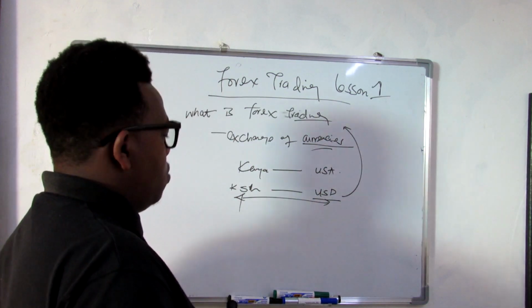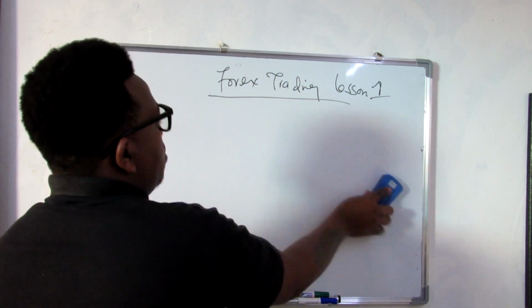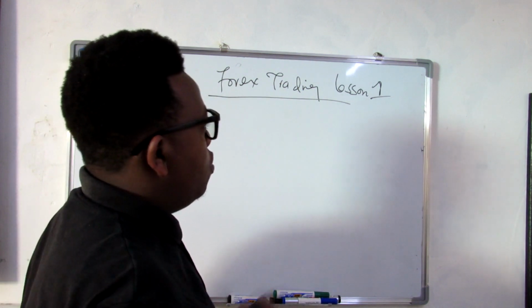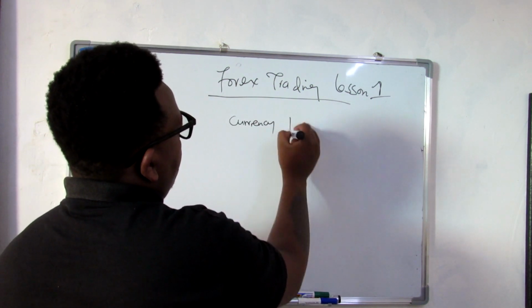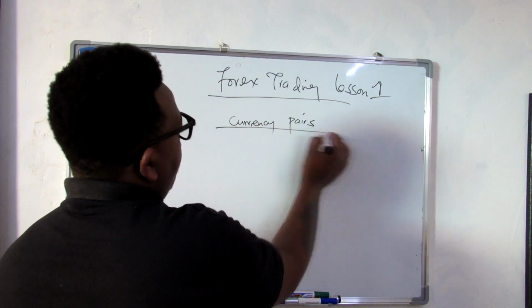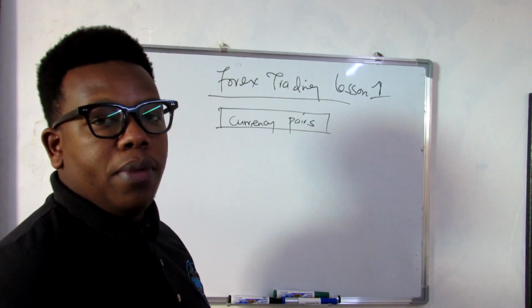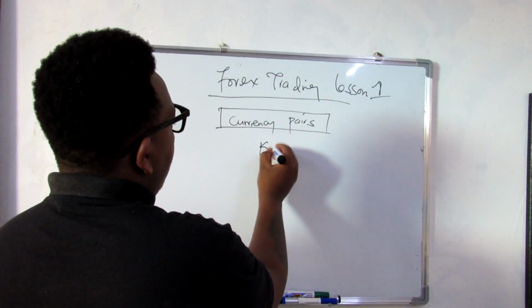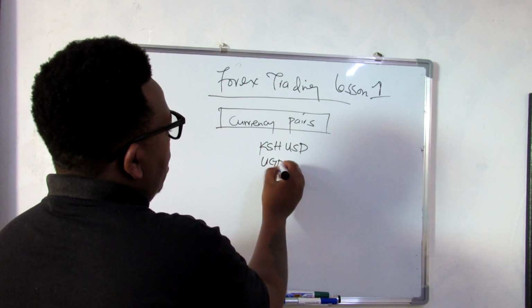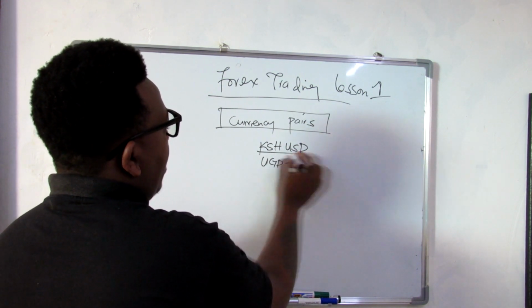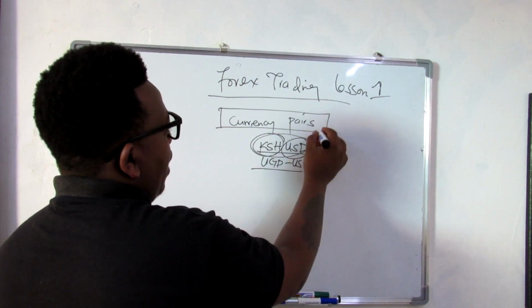We look into what is crucial when it comes to Forex trading, and by that we mean the currency pairs. I'm sure you have heard of combinations like Kenyan shillings stroke USD, or the Ugandan shilling stroke USD. These are the currencies, and the combination of the two is what we call the currency pairs.